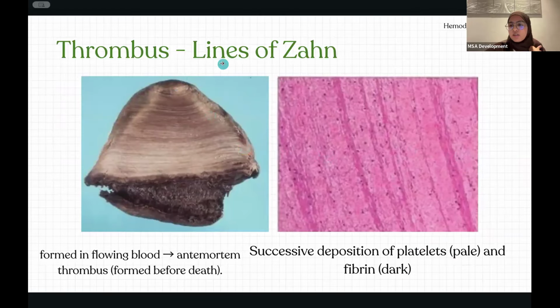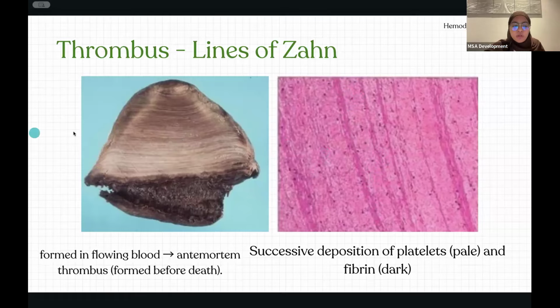Thrombus, lines of Zahn. When you look inside a thrombus, you could see little lines here, okay? What are these lines? They're called lines of Zahn, and they're successive depositions of platelets and fibrin. So the dark ones here are fibrin, and the light ones here are platelets. And these are usually seen in thrombi in places where there's rapid blood flow.